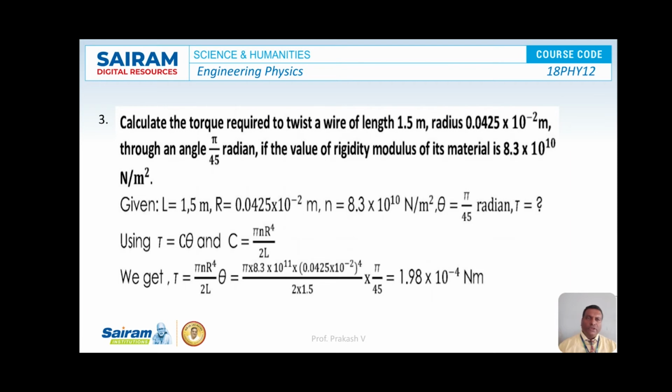So substitute the values here, that is pi into 8.3 into 10 to the power of 11 into (0.0425 into 10 to the power of minus 2) whole to the power of 4 divided by 2 into 1.5, and multiply the entire thing with pi by 45, that is theta. So on simplification, the torque tau is given by 1.98 into 10 to the power of minus 4 Newton meter. So this is the answer for the given problem.